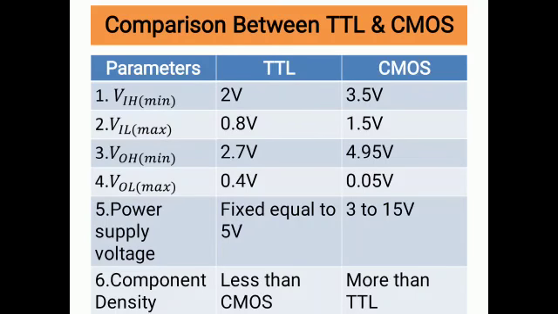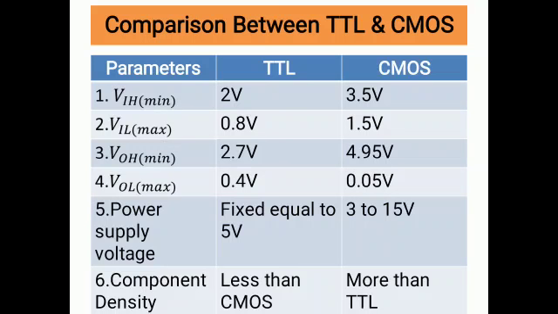The parameters which have not been explained yet are given in this comparison, and here only TTL and CMOS are compared. So here the voltage parameters are given, and the power supply required and the component density. So the voltages, as there is a range for low level input, high level input, and the same for low level output and high level output. So that range is given here.